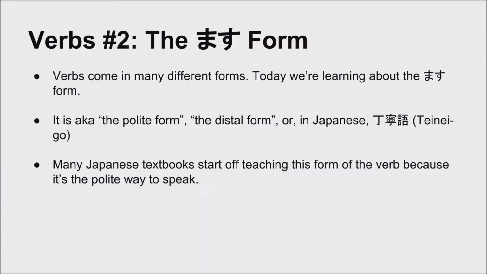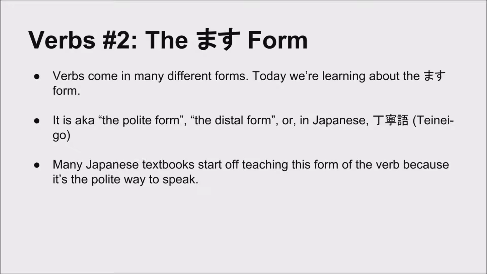In Japanese, there are many different types of verb forms. You'll hear about the plain form, the distal/polite form, the humble form, and the honorific form. Today we're learning about the quote-unquote mas form. This is the polite form, this is the distal form. It can also be called the distal form, or in Japanese it's called the teinego, which is pretty much polite speech.